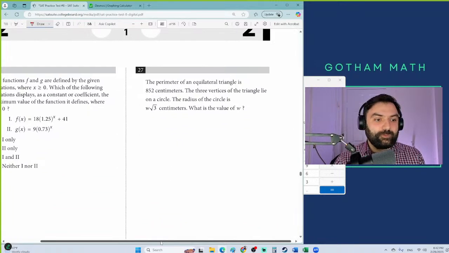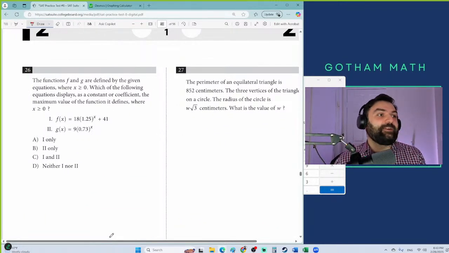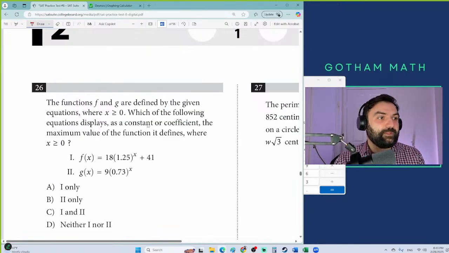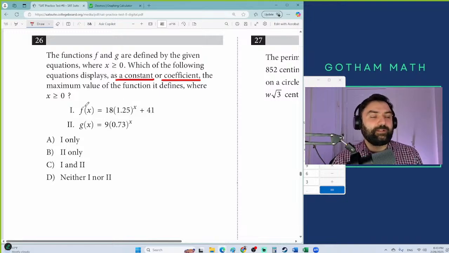All right, two more questions left, 26 and 27. 26. The functions f and g are defined by the given equation where x is greater than 0. Which of the following equations displays as a constant or coefficient? Constant or coefficient? I get that weird question. Okay, the maximum value of the function, it defines where x is greater than or equal to 0.